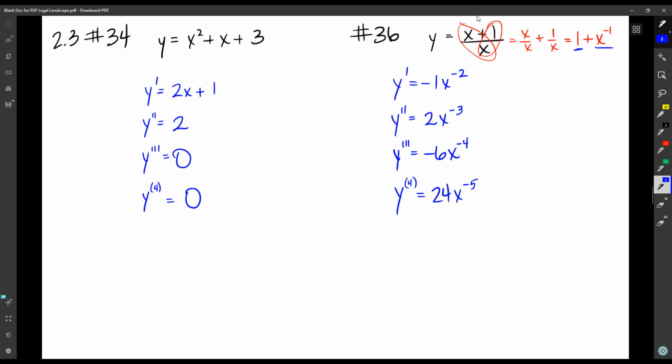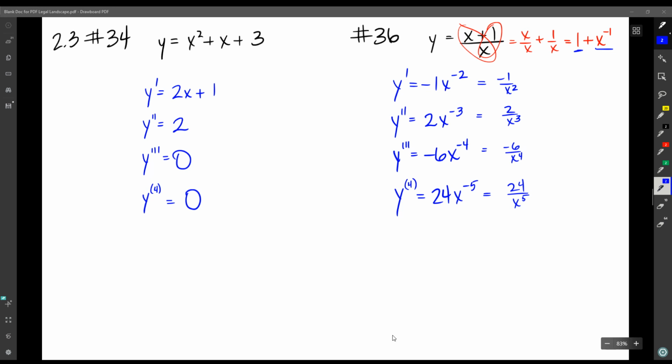And if we wanted to, we could even simplify each of these so that there were no longer any negative exponents. The first derivative would be negative 1 over x squared. The second derivative would be 2 over x cubed. The third derivative would be negative 6 over x to the fourth. And the fourth derivative would be 24 over x to the fifth. And that's number 34 and 36 from section 2.3.